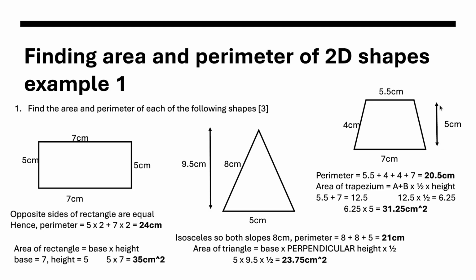For the perimeter, ignore the vertical height, we just want the sides. This is 4, this is also 4, so 4 times 2 plus 5.5 plus 7 is 20.5 centimeters.